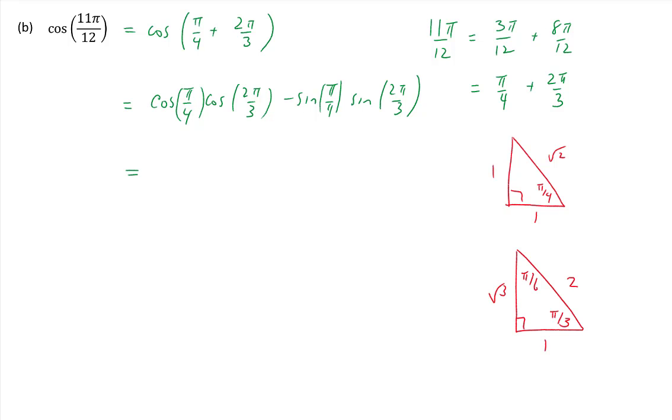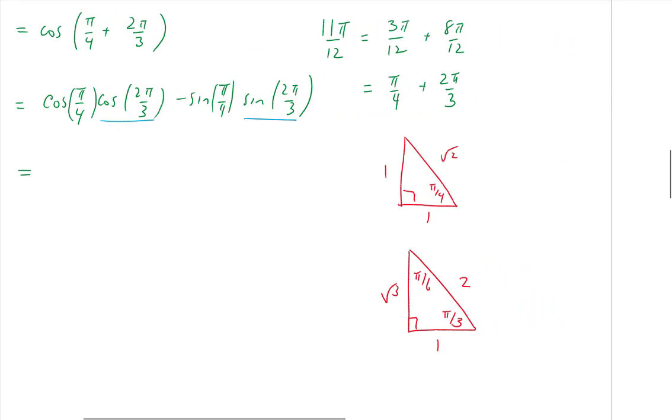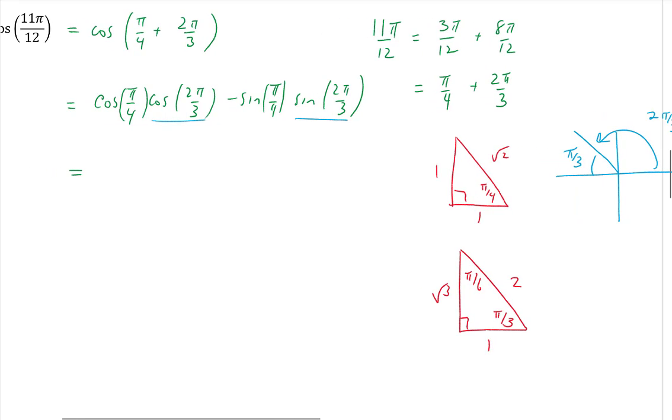An example we need to focus on is the cosine of 2 pi over 3 and the sine of 2 pi over 3. So all we need to note for this is that 2 pi over 3 is in quadrant number 2. There's 2 pi over 3, and it has a related acute angle of pi over 3. So we're going to adjust those.